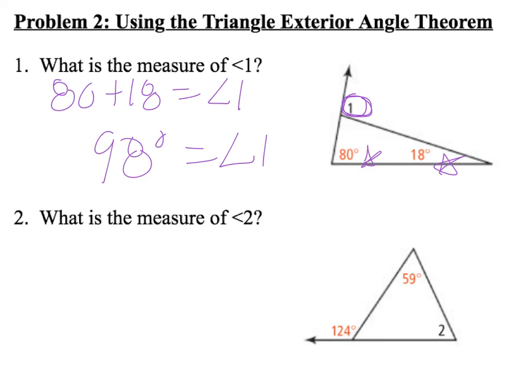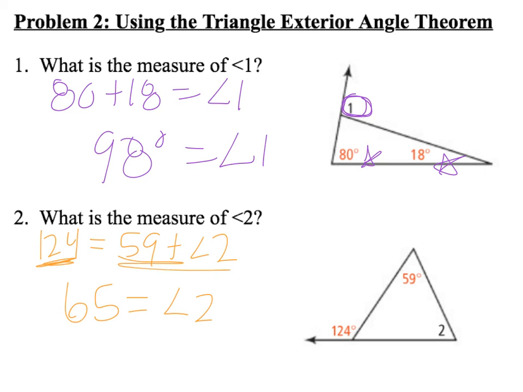Pause the video and attempt to do the second problem by yourself. And you should have gotten 65 is equal to angle 2. And the outside angle is equal to the two on the inside. And that is all I have for you.